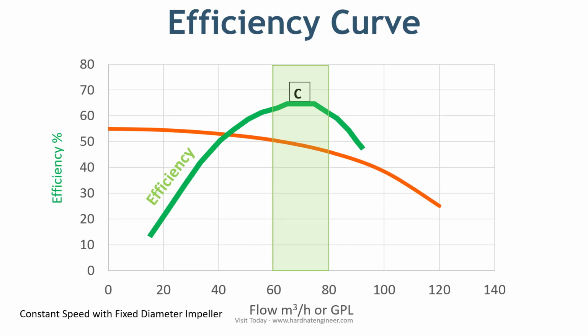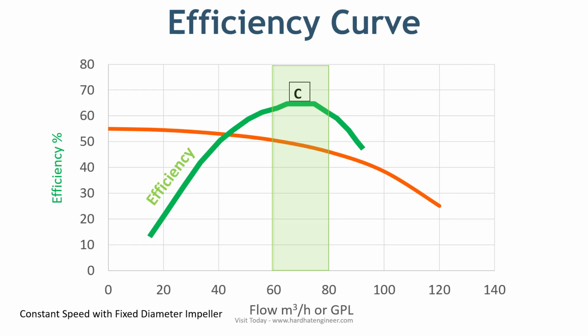The next pump performance curve is the efficiency curve. All the charts shown here in this video are plotted for a constant speed, fixed diameter impeller pump. What that means is that we have considered a standard motor that runs at constant speed, and the impeller diameter is the same for all the performance charts. For this particular efficiency curve, you can see that initially pump efficiency will increase, reach a maximum, and then decrease with the increase in flow rate.